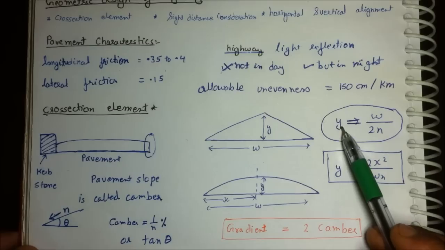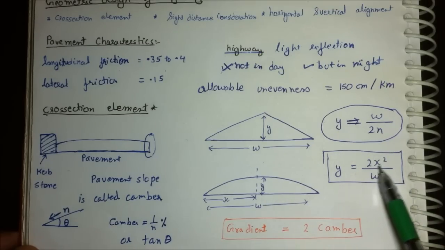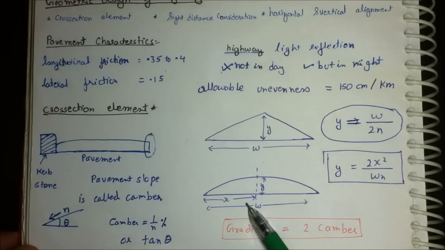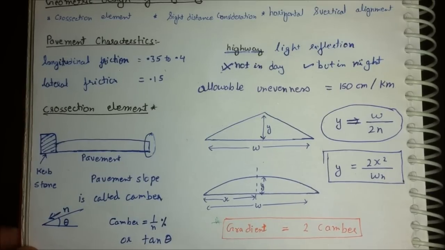Triangular camber can be calculated as y equals w upon 2n, and parabolic camber is y equals 2x squared upon wn, where x is the distance from the side, y is the height of the camber and w is the width of the pavement. Now, this is a term that the gradient is twice of camber.